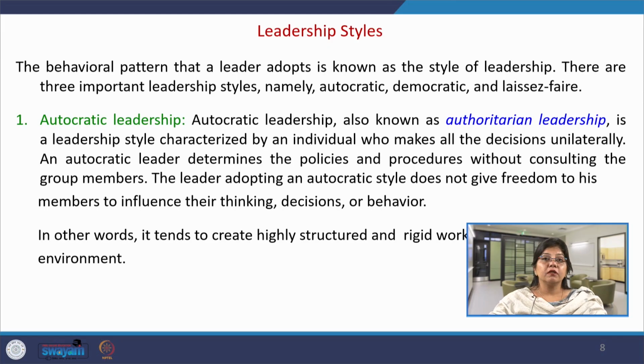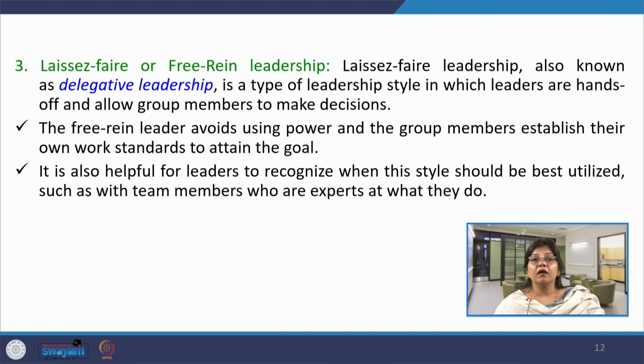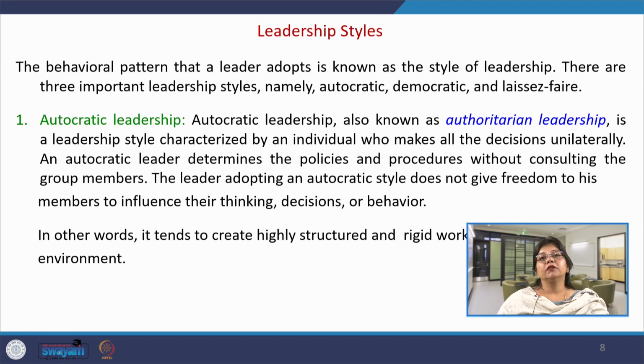So, OB professionals have identified 3 types of leadership styles. The first is autocratic, the other is democratic, and the other is laissez-faire or free rein leadership. So, we will talk about these 3 leadership styles in detail. Let us start with the first leadership style, that is autocratic leadership.